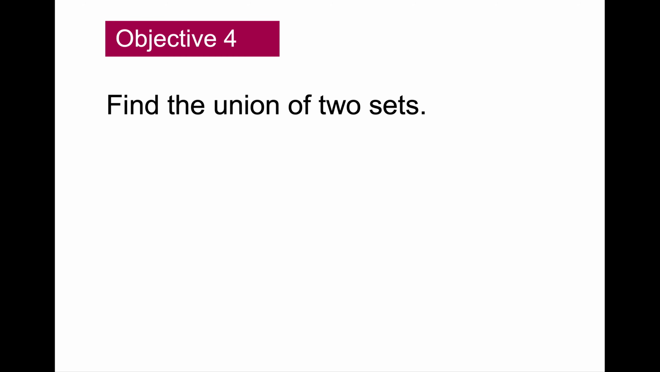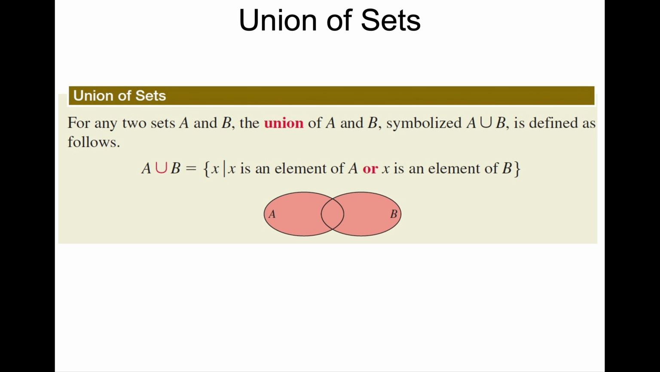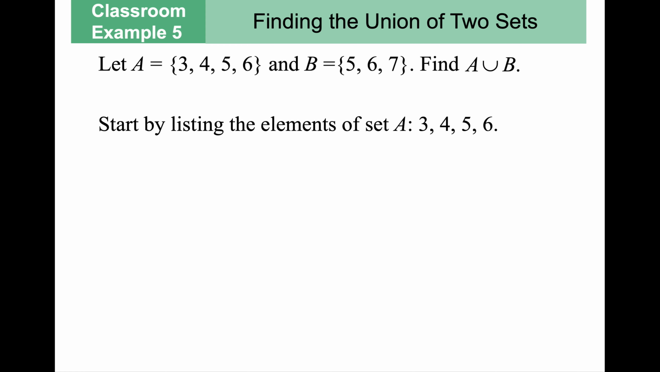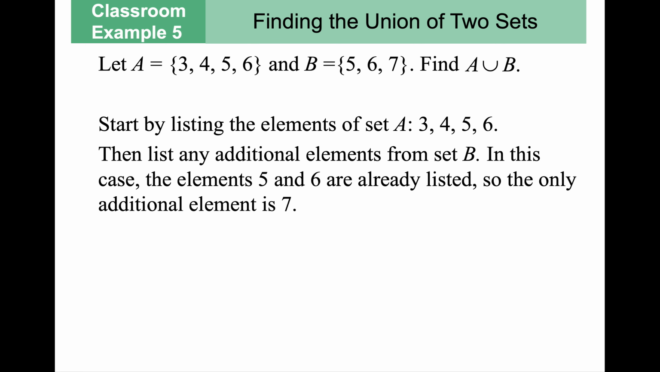So let's look at finding the union of two sets, which would be everything in set A combined with everything in set B, and notice the keyword of or. So we're going to apply this to an or inequality. So let's first just review. I want to take everything in set A and add it to set B. So I'm going to start by listing the elements, and then I'm going to add any additional elements from set B, and I'm not going to show repetition.